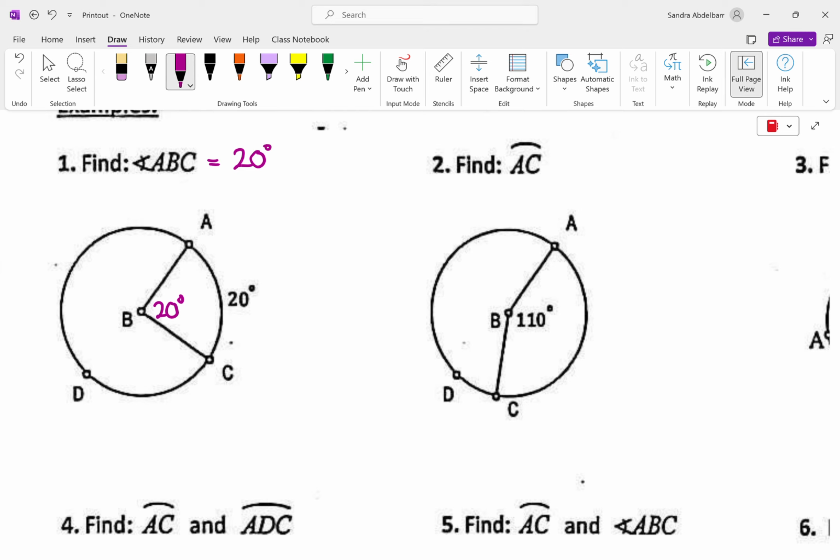In number 2, we're asked to find arc AC. Am I talking about major arc AC or minor arc AC? And how do you know? Abby? Good, minor arc AC because there's only 2 letters. So right now, I see central angle ABC is 110, which means minor arc AC is also 110.